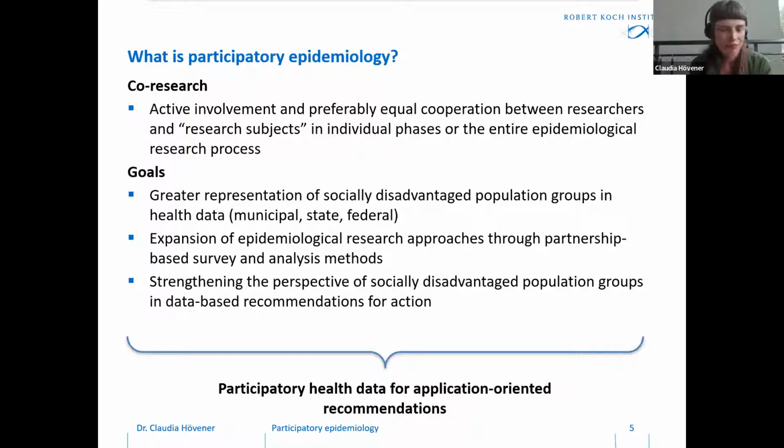I don't like that term a lot, but the people that we want to do research with in individual phases or in the entire epidemiological research process. And I will go over that later, what that means and which steps of the research process I'm referring to here. The goals, again, and I mentioned this before, a greater representation of socially disadvantaged population groups in health data on different levels. So on the municipal, state, but also federal level.